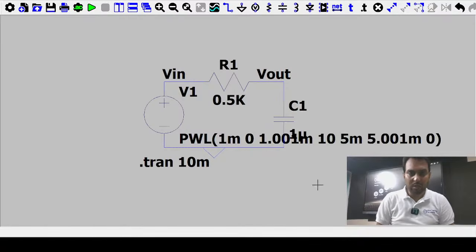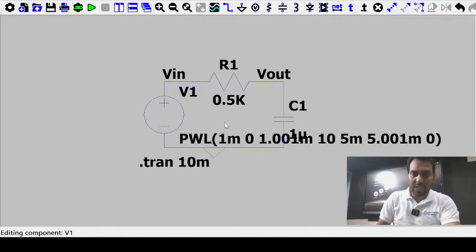So what will happen? I am checking the input here. I missed some value. This is 5 millisecond, maintained at 10. The waveform is: till 1 millisecond it is 0, at 1.001 millisecond it becomes 10, till 5 millisecond it stays 10, and at 5.001 millisecond it becomes 0. Please be focused on making the input waveform.